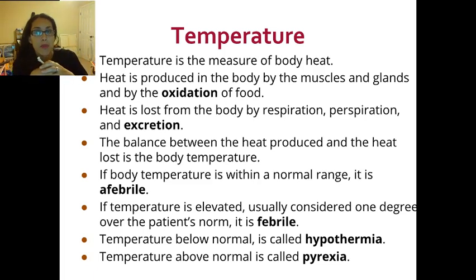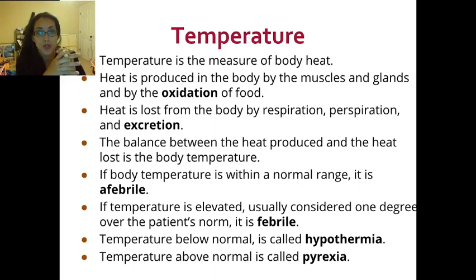Heat is lost from the body by perspiration, respiration, and excretion. These are the ways that your body will naturally try to cool you off. If you're really hot, the first thing you're going to start doing is sweating. That's one of the ways your body tries to regulate you. But one way a lot of people do not think of, unless you're in a really cold environment, is respiration. When you see your breath, you're actually losing heat through your breath. And with excretion, if you're urinating all the time, you're going to lose some body heat that way. The balance between the heat produced and the heat lost is the body temperature.